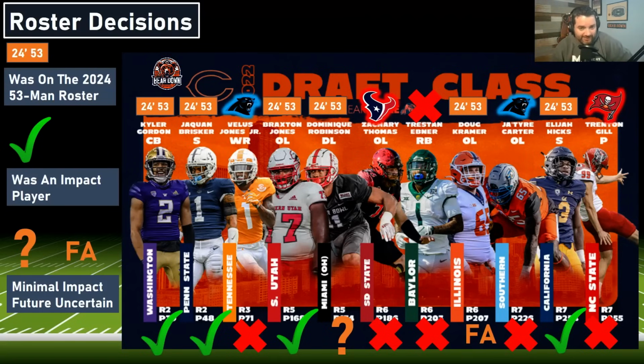This was actually a pretty decent draft for the Bears, minus the Velus Jones. I know I was high on Velus Jones. I admit his speed is what I wanted. I liked his blazing speed. It was a lot of fun, but just too many muffs. Everyone knows the story there.